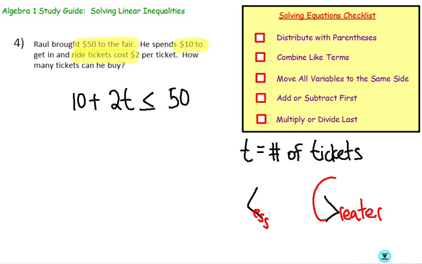All right, so now as far as running down our checklist, I don't see any parentheses, nothing to distribute. Combining like terms, that's a number, that's a variable. These are on different sides, so I can't combine the 10 and the 50, so no like terms to combine. I want to move all the variables to the same side. I actually only see one variable, just the t, so there are no variables to move. Okay, well, this is easy.